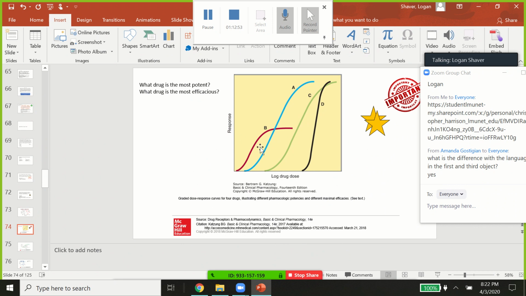Once again, this gives you another review of which one's more potent, which one's more efficacious. Now, of course, in this example, B is going to be the most potent one, while it looks like D, maybe D or C, it's hard to really tell honestly. Those are way more efficacious than B.